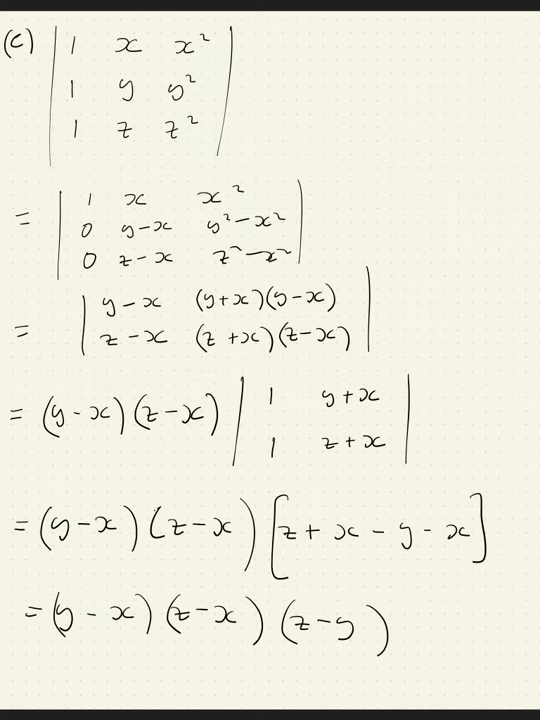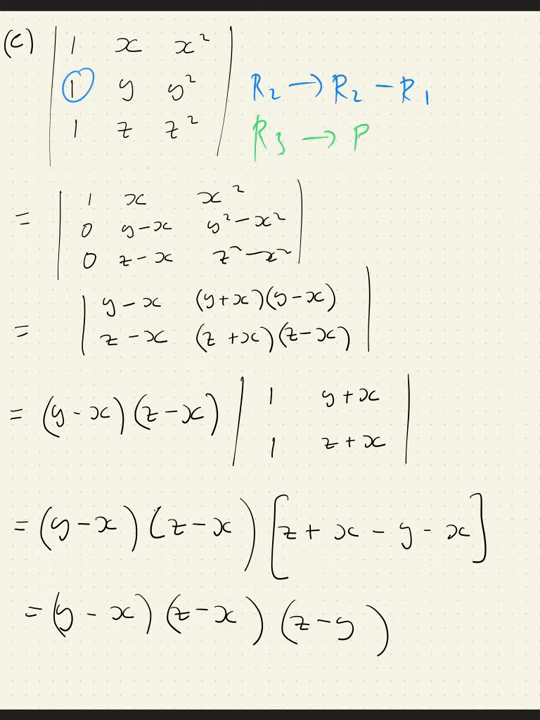Next one, you're given this determinant to calculate. So I'm going to use pretty much the same trick again. I'm going to take away, this row 2 here is going to become row 2 minus row 1 so that I get a 0 here.